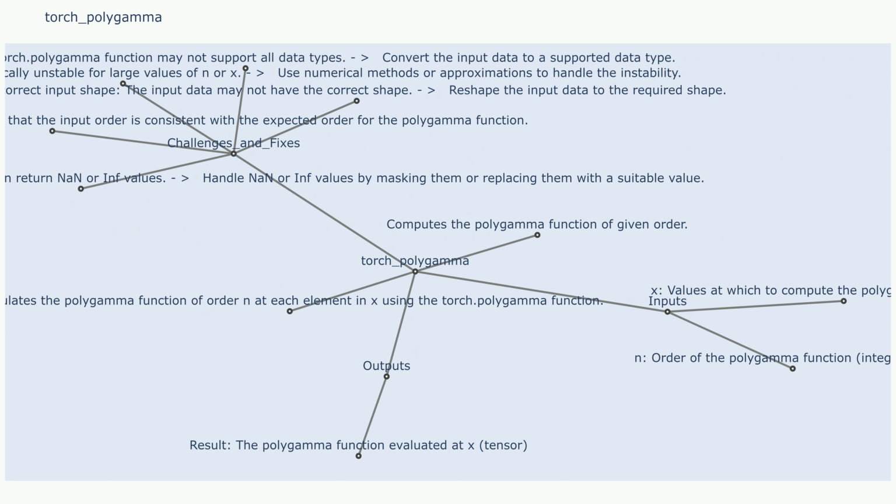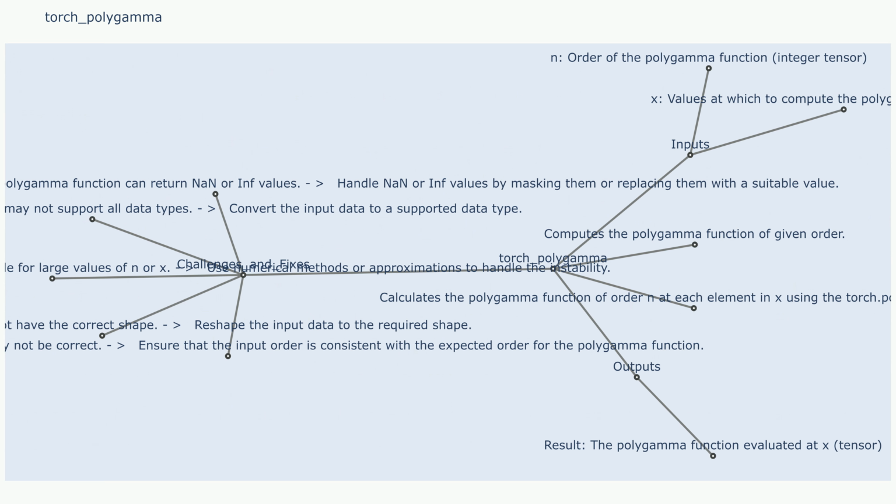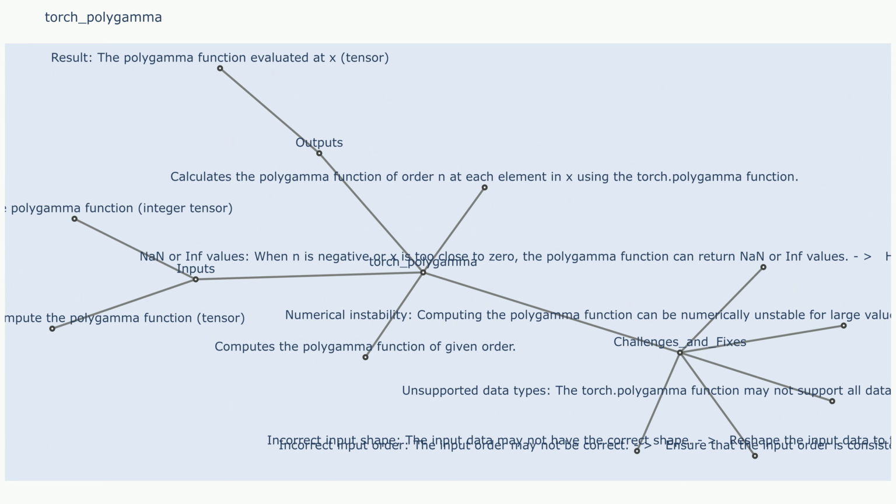Challenge 3: for large values of n, the numerical differentiation can become unstable and inaccurate. Sample use case that resulted in challenge 3: torch.polygamma(100, 1.5). Fixes to challenge 3: consider using higher precision data types, e.g. double, or alternative methods for calculating polygamma for large n.